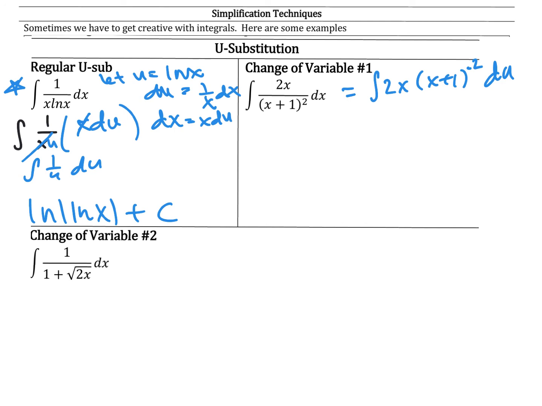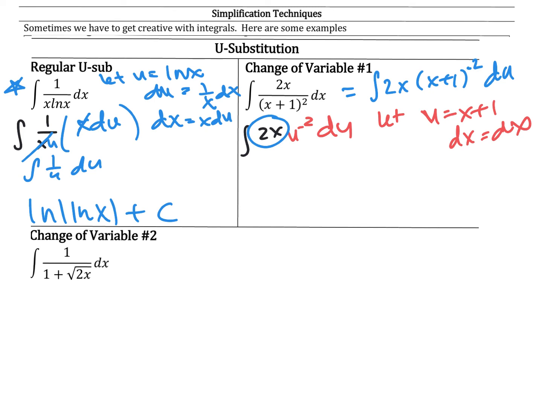And then if we use u substitution here, we would let u equal x plus 1, so du is going to equal dx. Here's what happens when we do that. We have the integral of 2x times u to the negative second power times du, but we still have this x left over. And if you remember what we talked about before, you could just solve this for x. x is going to equal u minus 1.